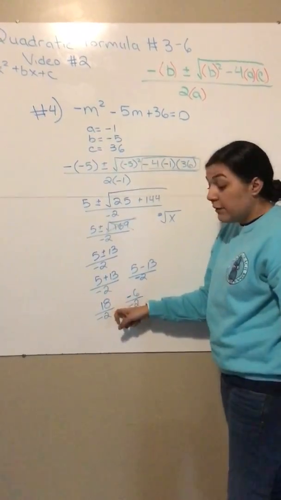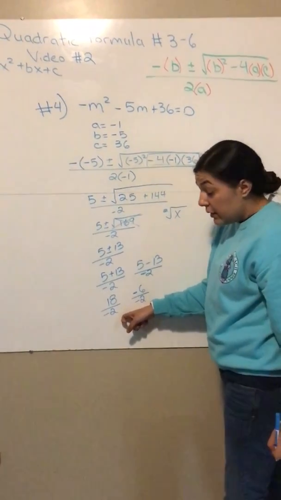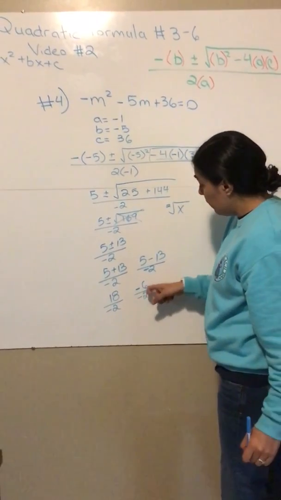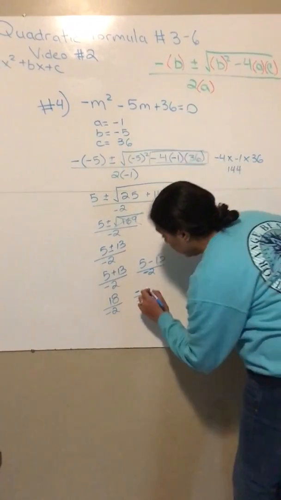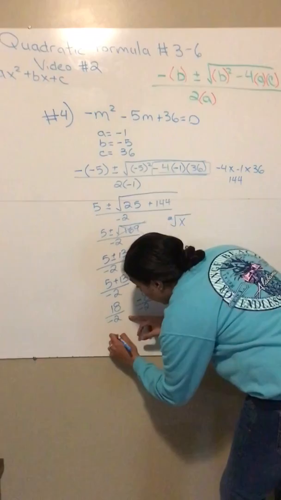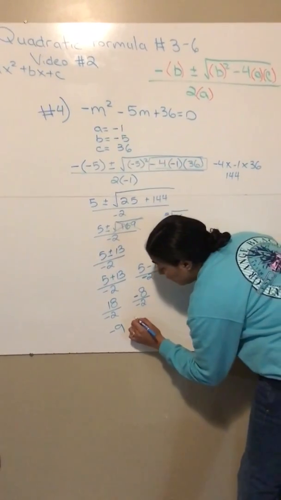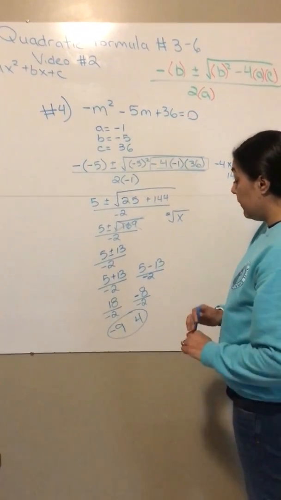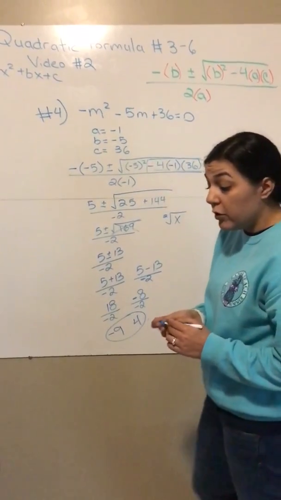So 18 divided by negative 2 is going to be negative 9, and then this one is going to be negative 8 divided by negative 2, which is 4. I don't know why I wrote 6. It should be 8. So there's your 2 answers. So I got 2 more to do.